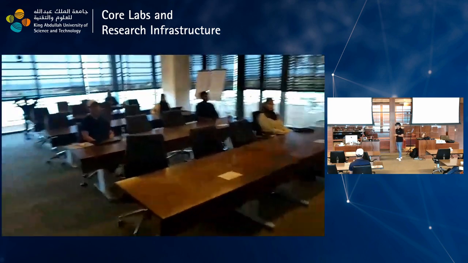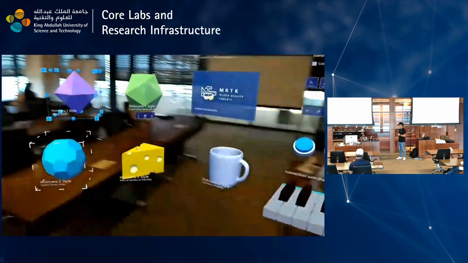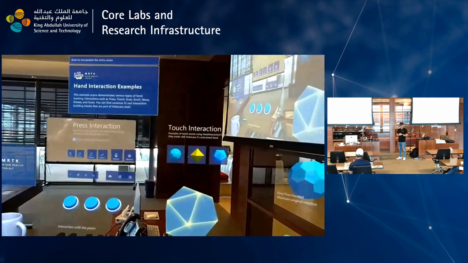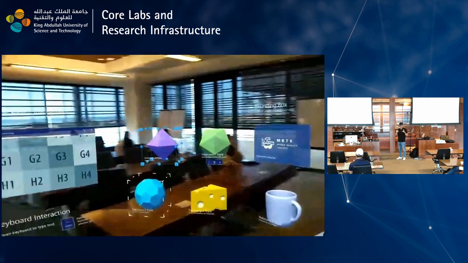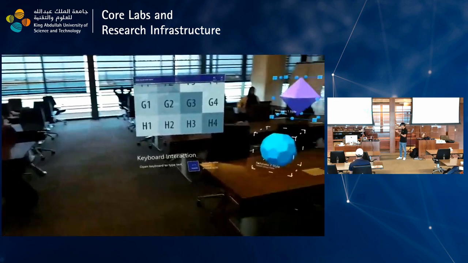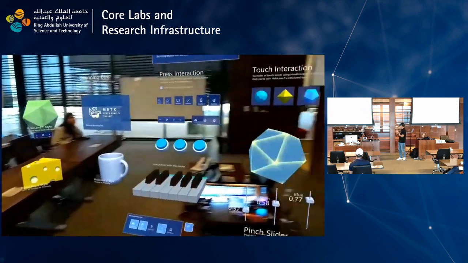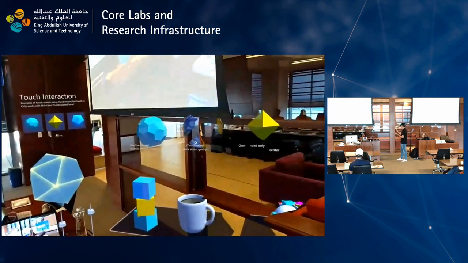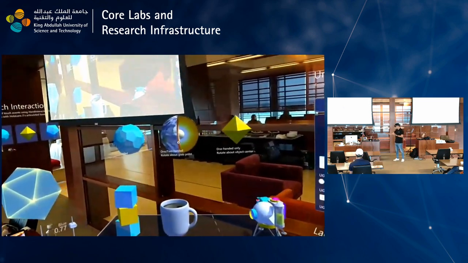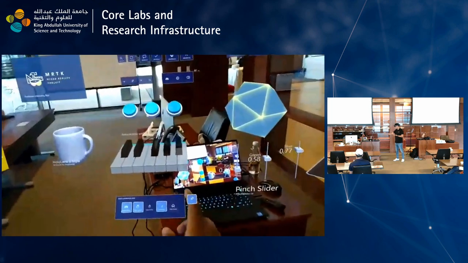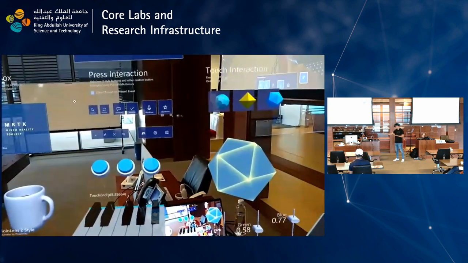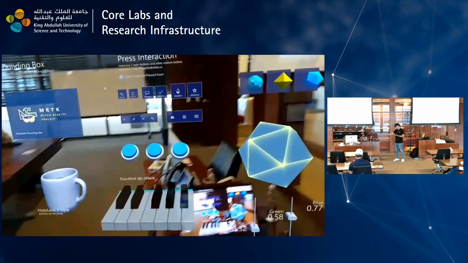All right, let me wait for the delay. So this is a nice example because it shows you the possible hand interactions using the HoloLens, right? You see here, there's a bunch of 3D objects around me. For example, there's a piano keyboard. And you see, oh, there's a delay. So I can interact with these keys, right? Using my finger.